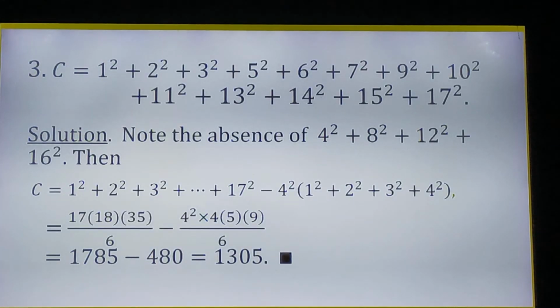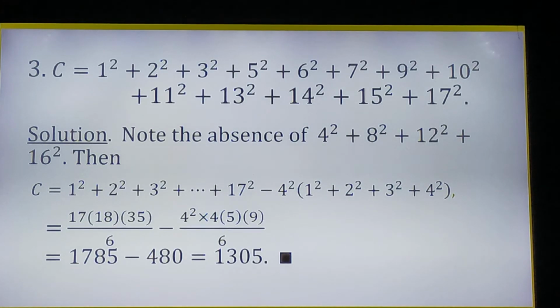Number 3, we have a sum of squares from 1 to 17, but 4 squared, 8 squared, 12 squared, and 16 squared are missing. So we rewrite C as the sum of squares from 1 to 17, but we subtract those squares which are missing. So we have minus 4 squared, minus 8 squared, minus 12 squared, minus 16 squared.